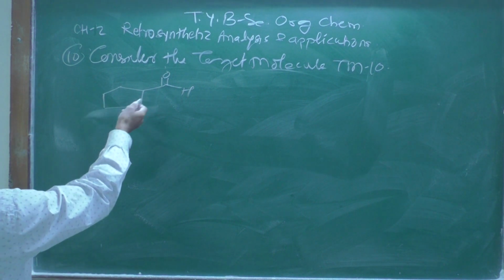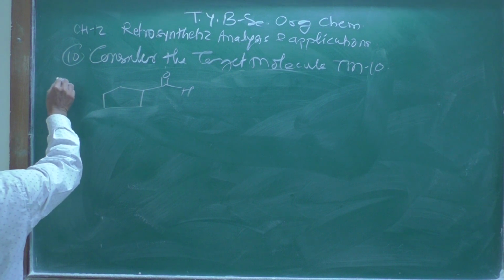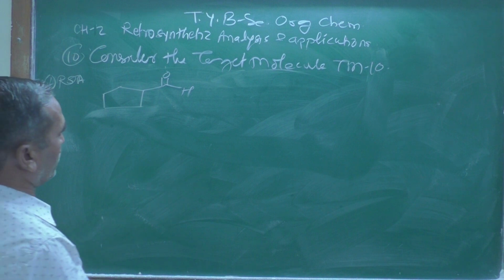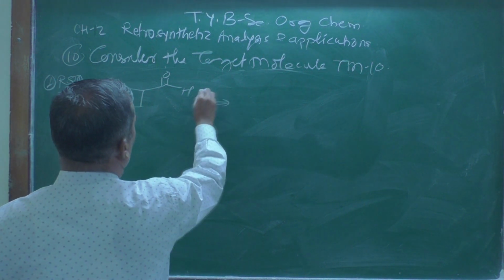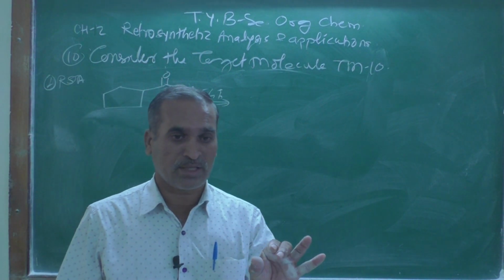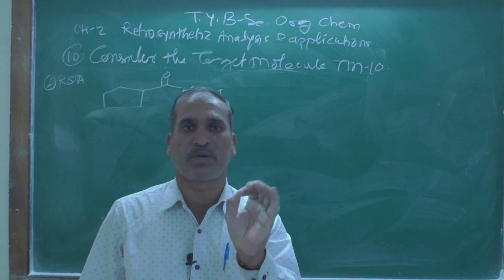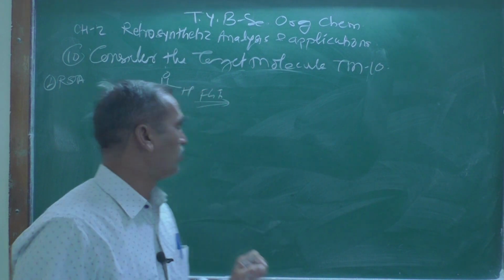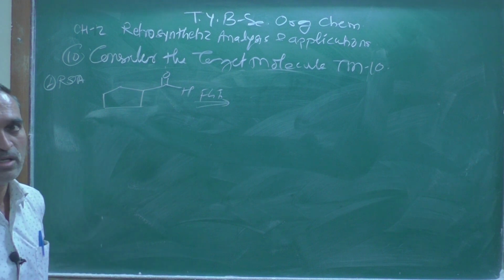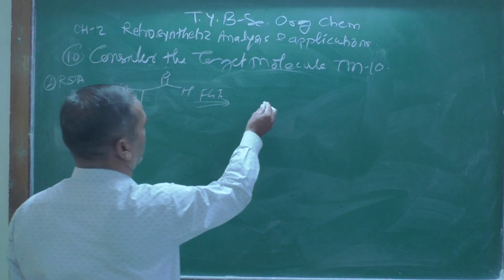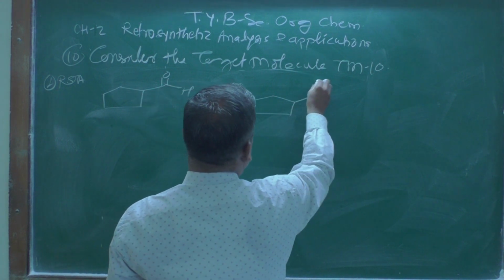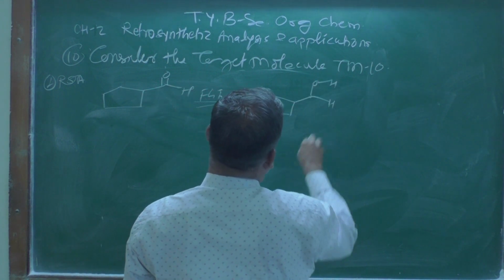Now how should I show it? The first thing is retrosynthetic analysis, right? In retrosynthetic analysis, first do the FGI. What is the first thing to do? Recognize and identify the functional group present in the target molecule. If you observe this molecule carefully, what do you see? There is a carbonyl group present, and therefore you can convert this carbonyl group into an OH, alcoholic group, right?